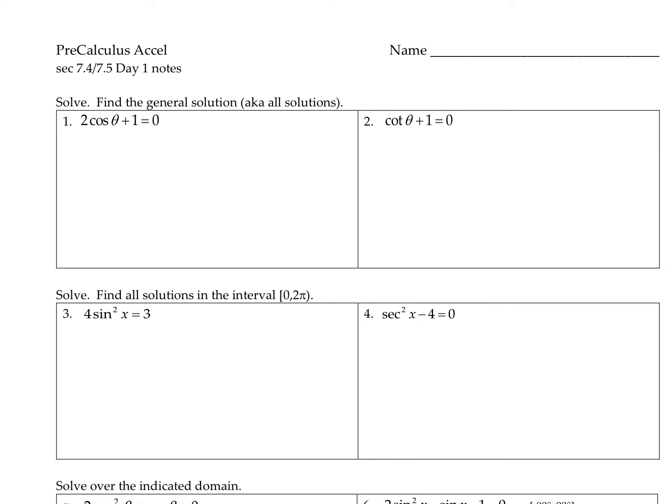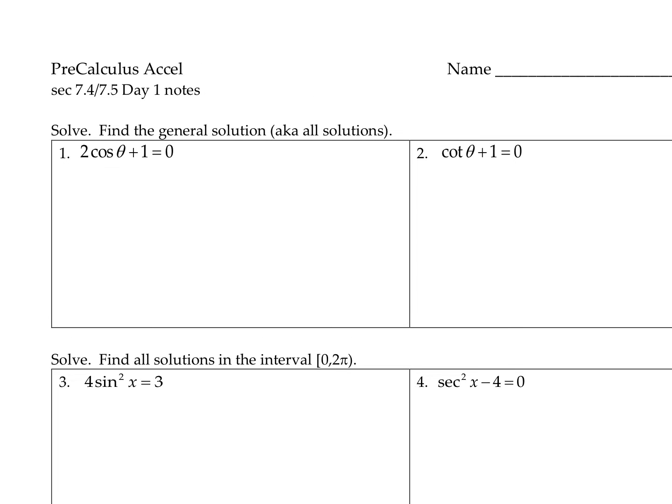In this video, we are going to talk about solving trig equations. So our goal is to get the trig function alone. So in this number 1, I'm going to minus 1 and then divide by 2. And so I'm going to get cosine of theta equals negative 1/2.